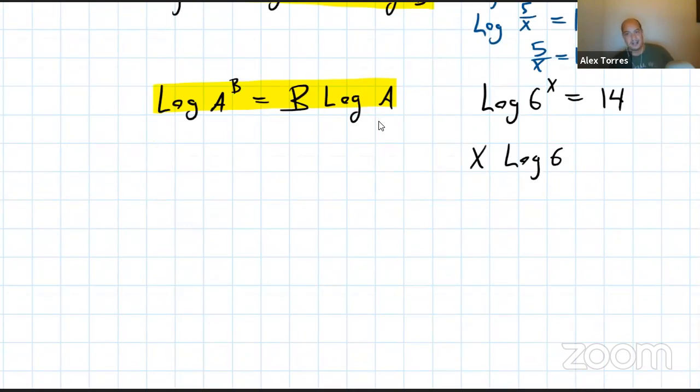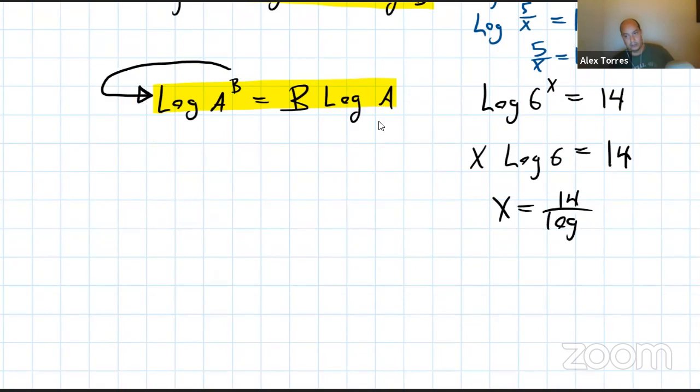And if you don't, you can kind of be stuck and have to go to the next question on the test like the ACT. So the power rule says that we can take that x and put it in the other position, just like we took the b in the rule and put it right there. So now we can just divide by log 6 on both sides, and x is 14 over log 6. So just a little list of rules here.